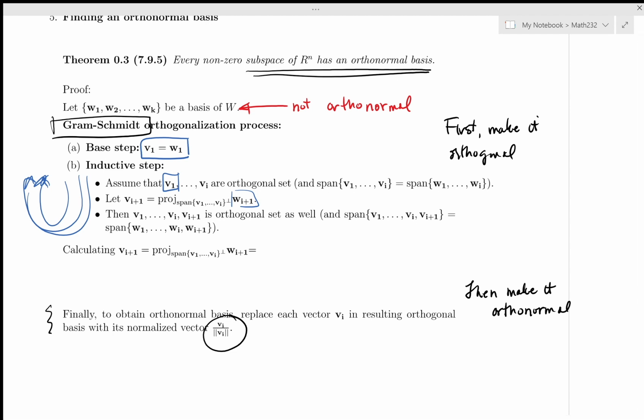Okay, so we calculate Vi plus 1 as this projection, and that looks like this: W i plus 1 minus the projection onto Wi of W i plus 1. Okay, this Wi is the subspace spanned by the first i vectors.